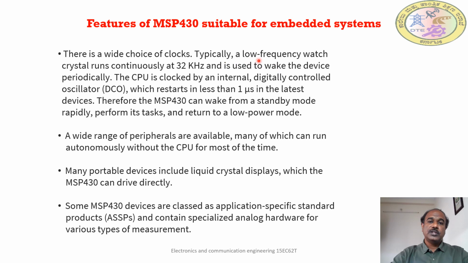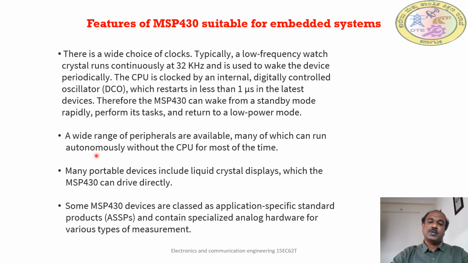And also there is one low frequency watch crystal that runs continuously at 32 kilohertz. This is used to wake the device periodically from the low power modes. If the device is in the low power mode, then everything will be shut down, and if I want to wake up the processor, that can be done with the help of this low frequency watch crystal, which generates a frequency of 32 kilohertz.